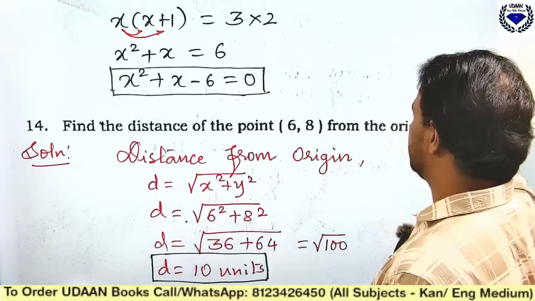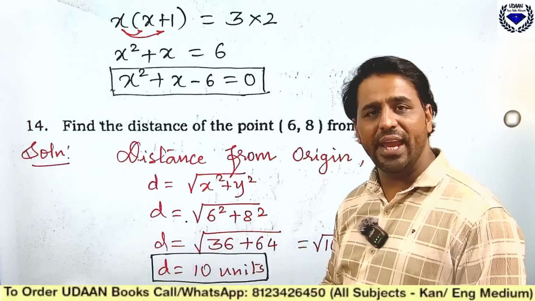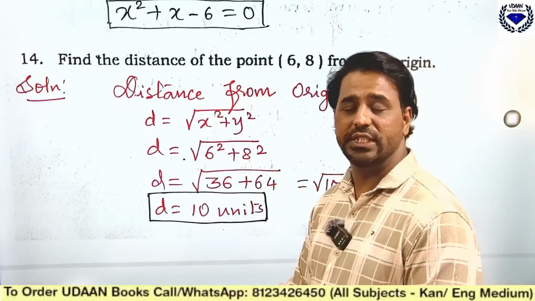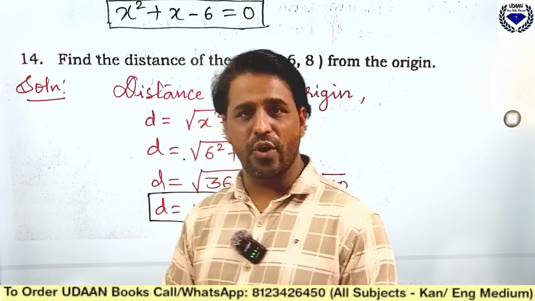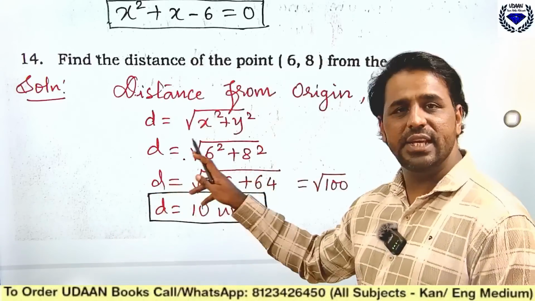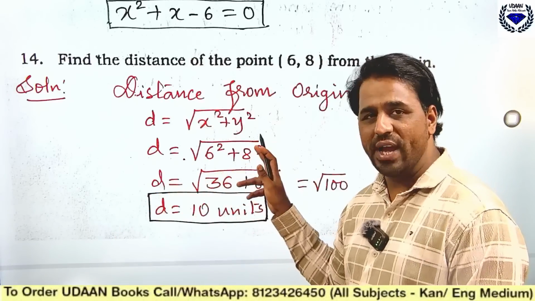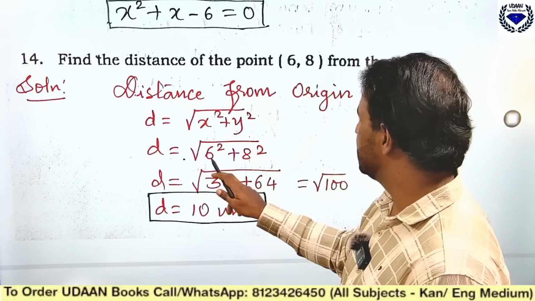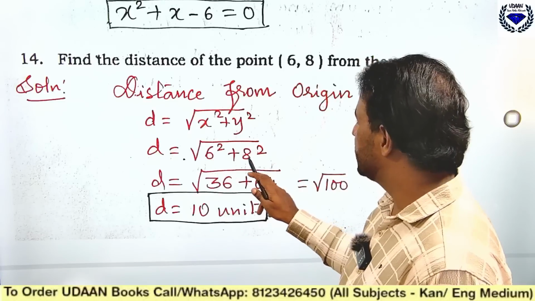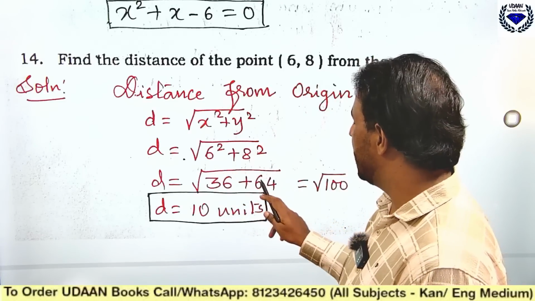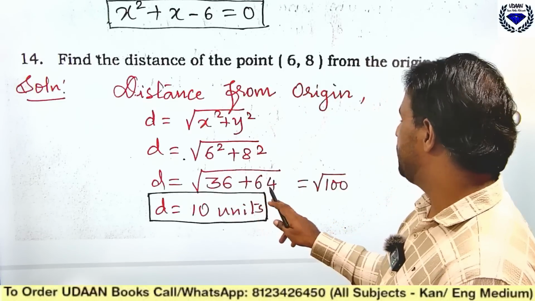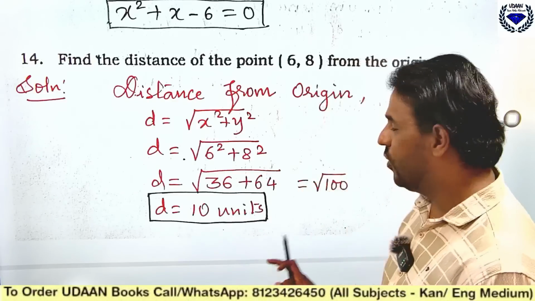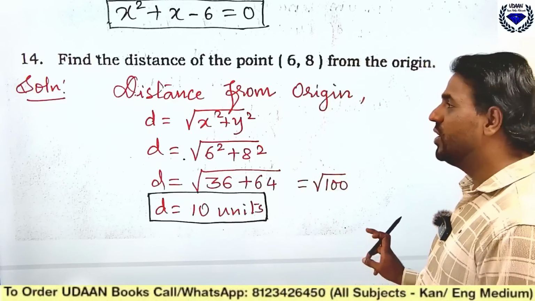Find the distance of the point (6, 8) from origin. For this you should know the formula for distance from origin. What is the distance from origin formula? The formula is d is equal to root of x square plus y square. So d is equal to root. X is what? The first one, that is 6 square, and y is what? 8 square. 6 square is 36, 8 square is 64, 36 plus 64 is root 100. Root 100 is how much? 10 units. I hope you got the clarity related to this question.